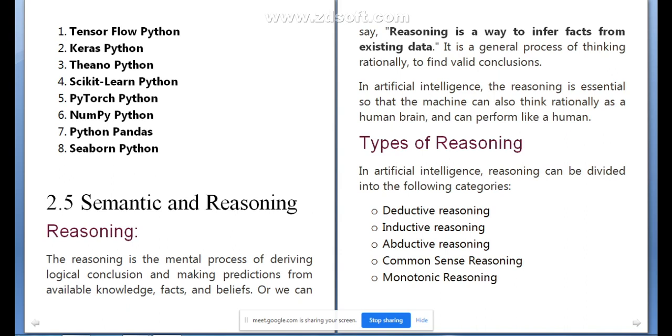In the same way, in artificial intelligence reasoning is essential so that the machine can also think rationally like a human brain and can perform like a human. अभी आर्टिफिशियल इंटेलिजेंस में रीजनिंग की क्यों जरूरत है, कौन बताएगा मुझे? Is there any need of reasoning in artificial intelligence?